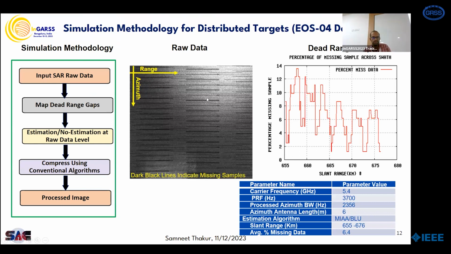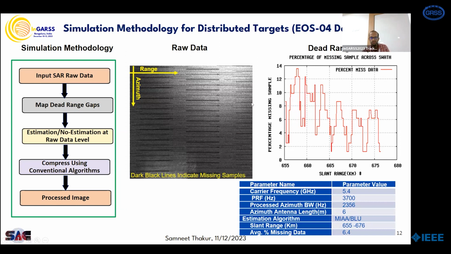assigned some dead range gaps in it. You can see these dark range lines, and then these were estimated either using BLU or using MIA, and then using conventional frequency domain algorithms like RDA, data was focused. So on the right side I have shown the dead range gaps, the distribution across the swath, and these are the parameters.